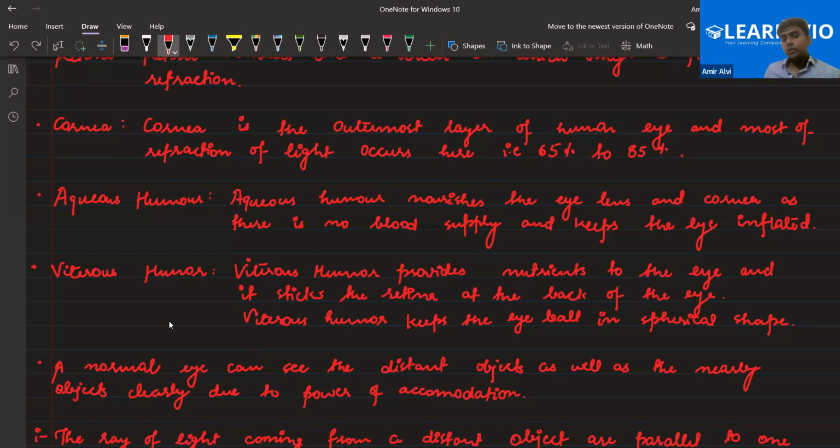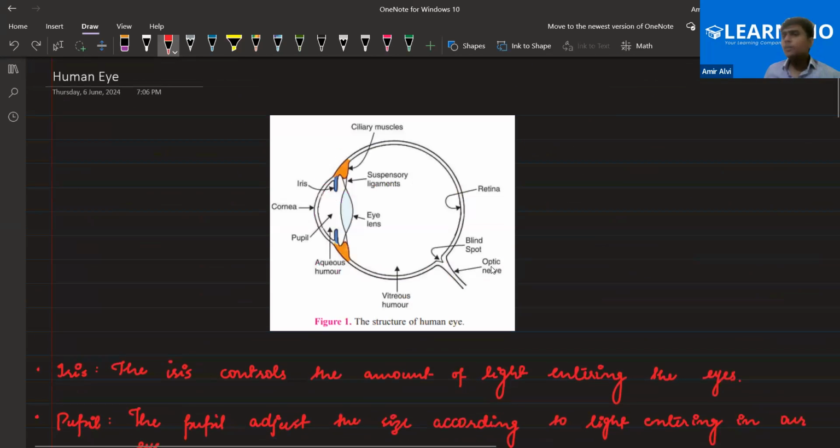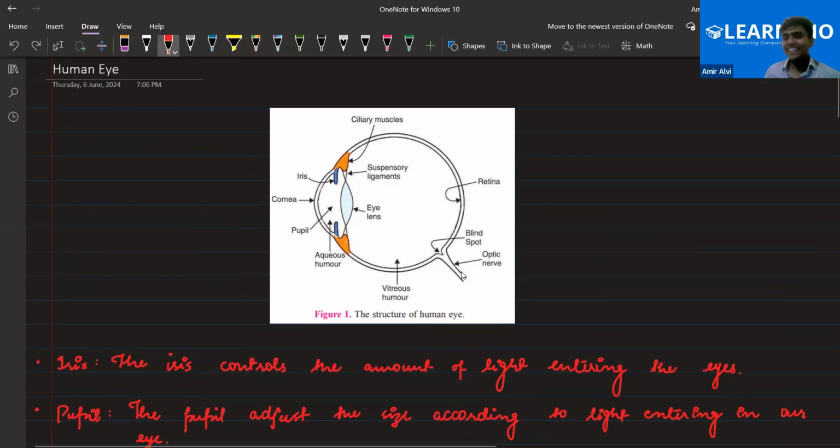Yeah. So now these are the things that are present in the human eye. One more thing is there, the optic nerve. The optic nerve is the nerve that basically carries the electrical signal to the brain, right? That is the function of the optic nerve. It acts like a wire. Electricity needs a wire, so that is acting like a wire, right?